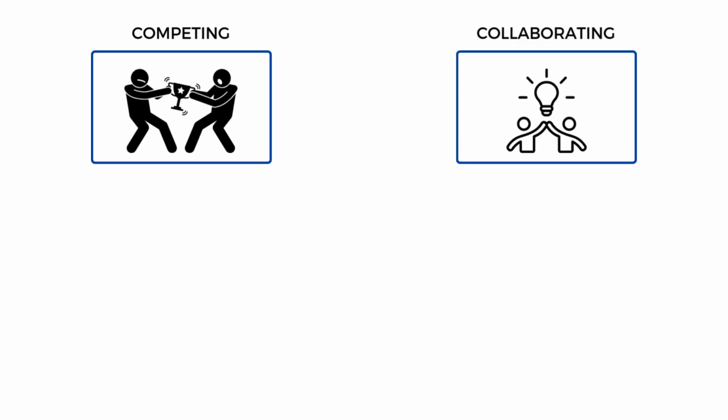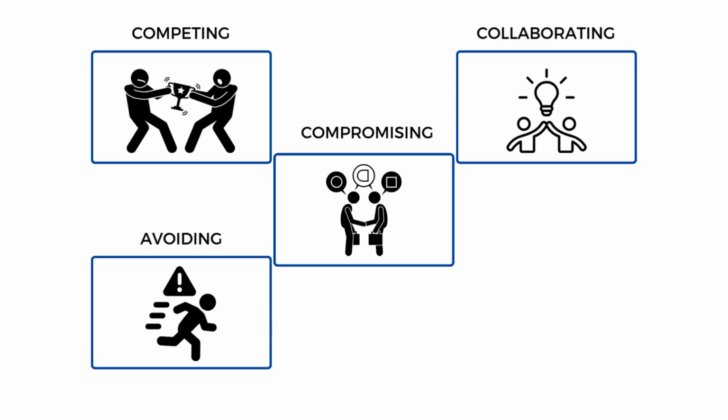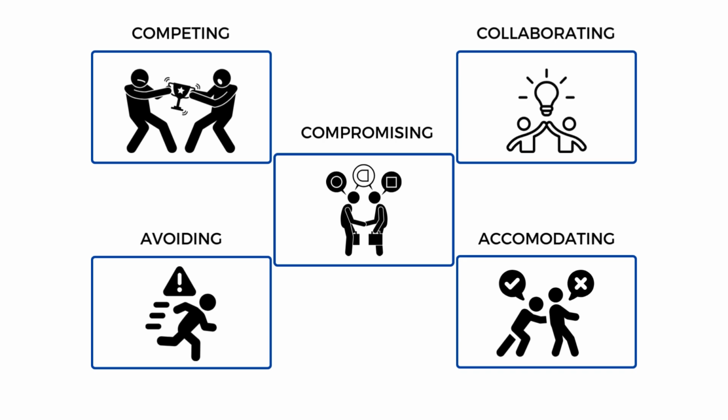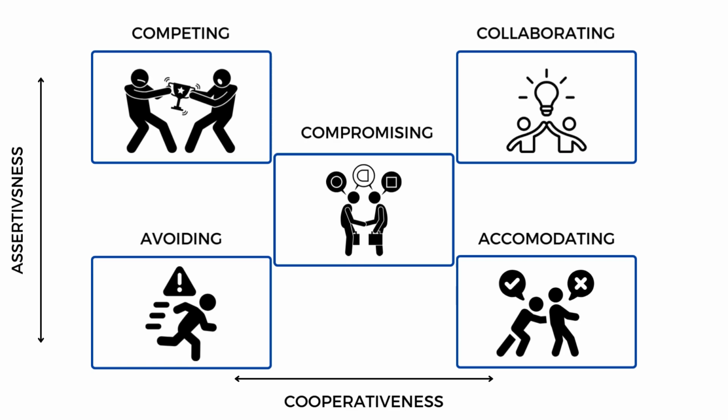The model identifies 5 main styles of conflict management: competing, collaborating, compromising, avoiding, and accommodating. They are divided by the level of assertiveness and by the level of cooperation. Think of them as different strategies you can use depending on the situation.